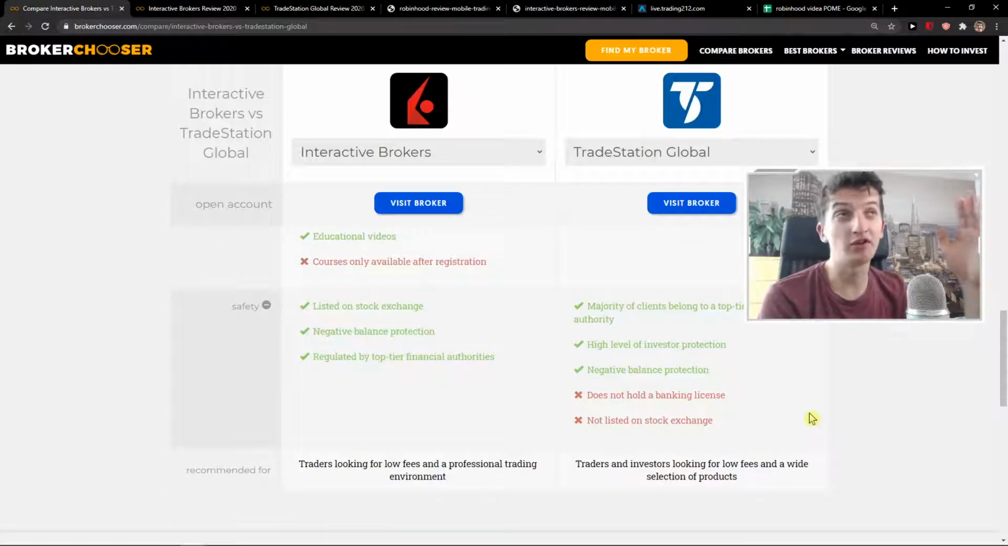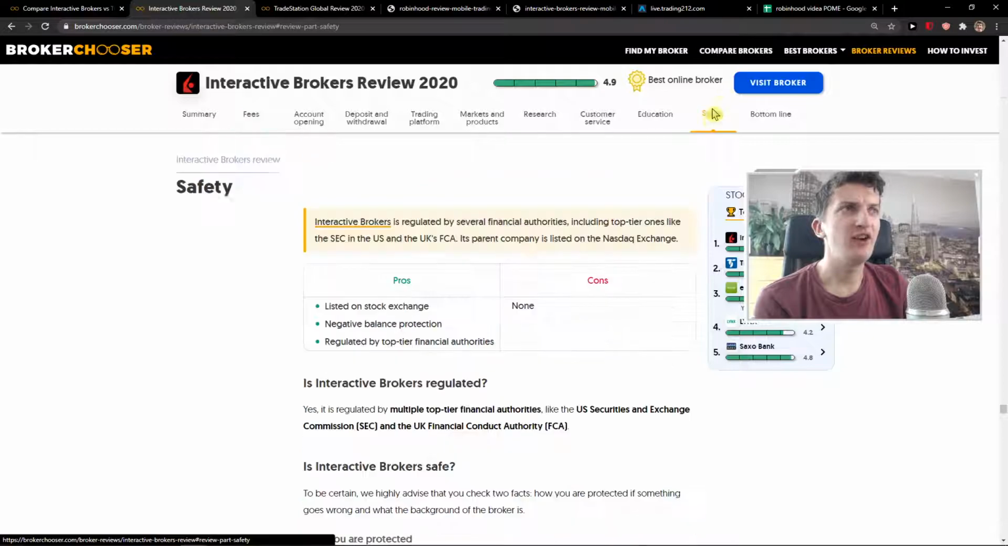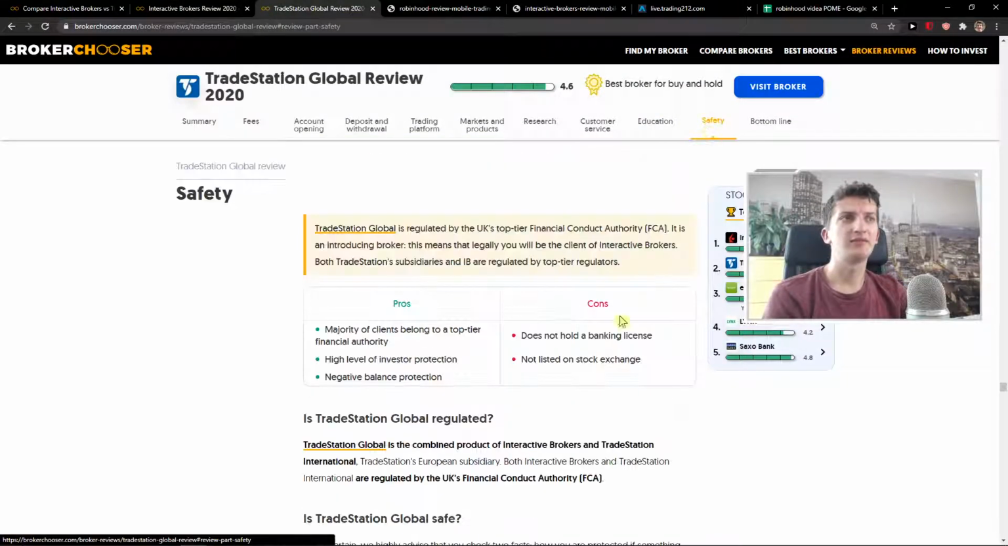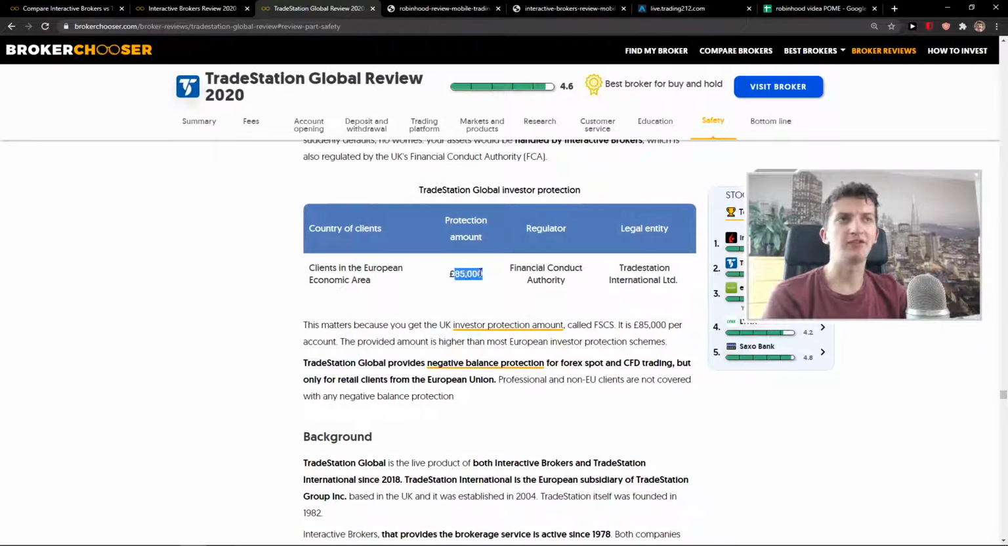So both of these are also safe, if we talk about security, only because they are huge and they are going to cover you. I think it's up to like 20-30,000, I think. So we need to see it right now. Safety is for European countries 85,000, and that's pretty much it. 85,000 is for Europe.